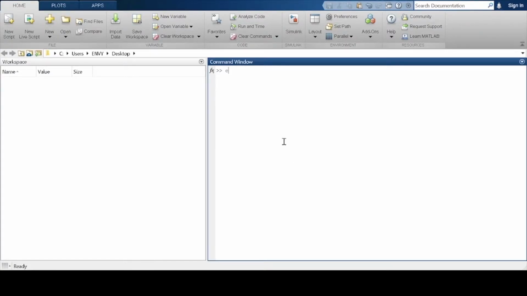So I cleared the workspace as well as the command window using clear and clc. So clear clears up the workspace and clc clears all the commands from the command window. So previously what I was doing was multiplying a row vector and a column vector.